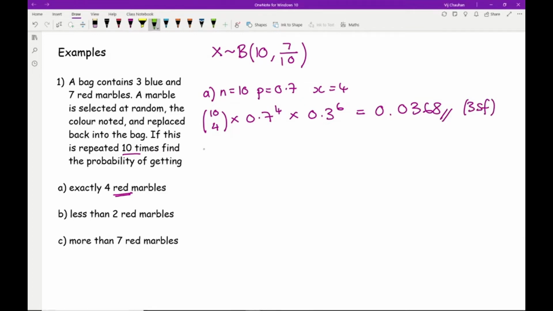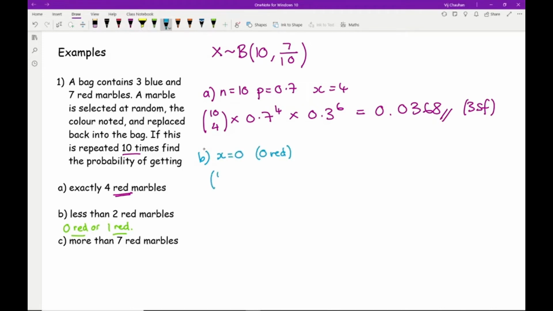Now for B, B is looking for less than 2 red marbles, so here we're looking for either 0 red marbles or 1 red marble. So what I need to do is work out the individual probabilities of getting 0 red and 1 red, and then add the probabilities together. Let's get a different colour pen, so let's go for blue. When x equals 0, that's basically for 0 red marbles.